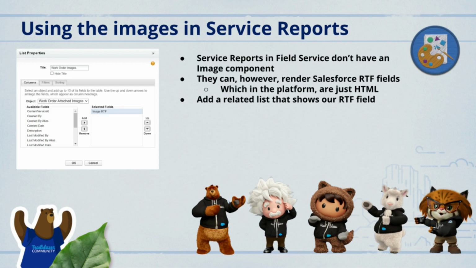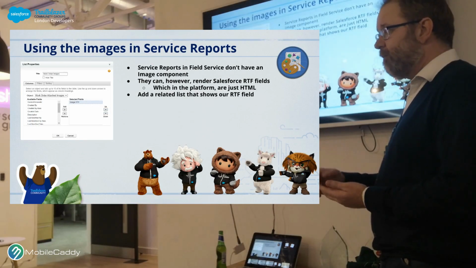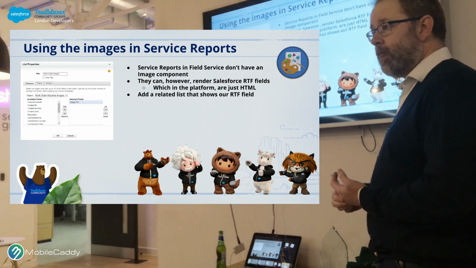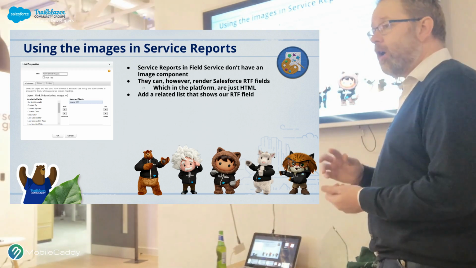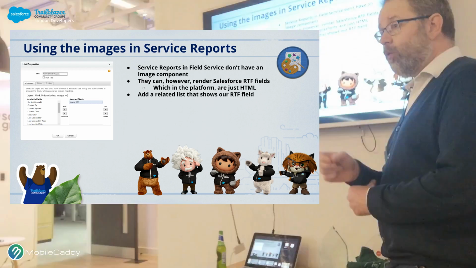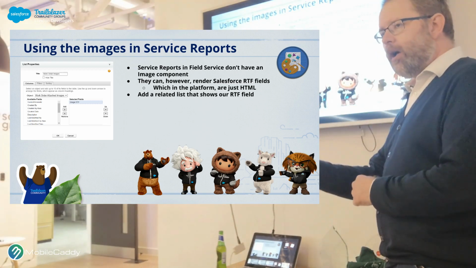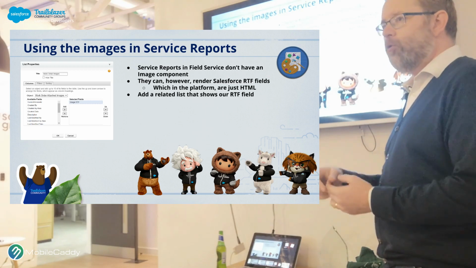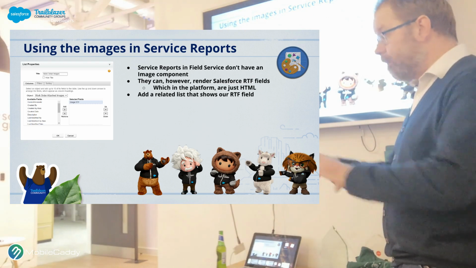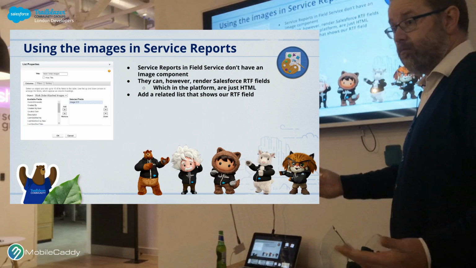Imagine this is a Visualforce page, because effectively they are. I have a related list of the work order attached images, and the only field I care about is the image RTF, the one that contains the image. When I'm constructing that, it's HTML. I can put text before it, a nice little box around it, and a label based on the file name or description, or whatever other field attributes are available to me. And I can put that in a nice little contained area, and then I can go bosh, bosh, bosh. It's a list.